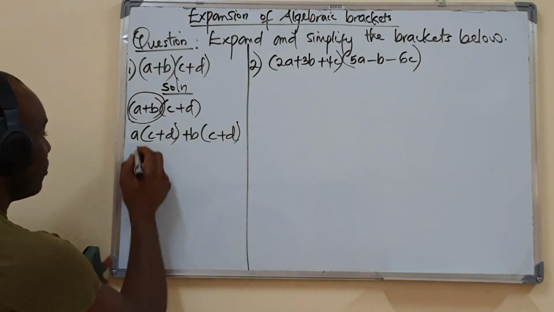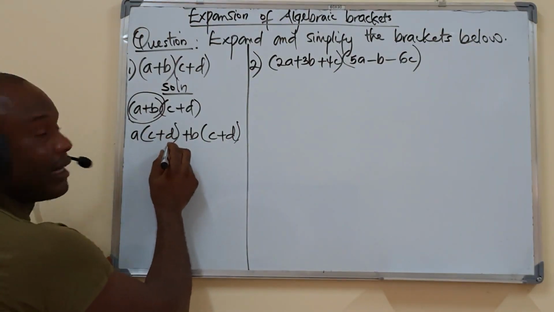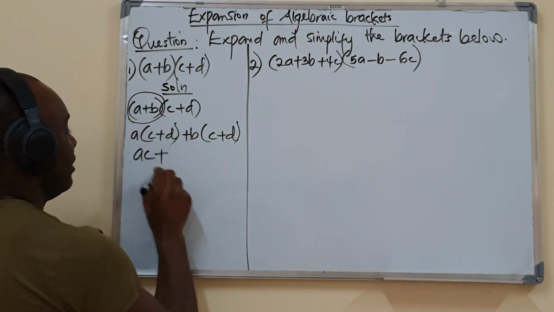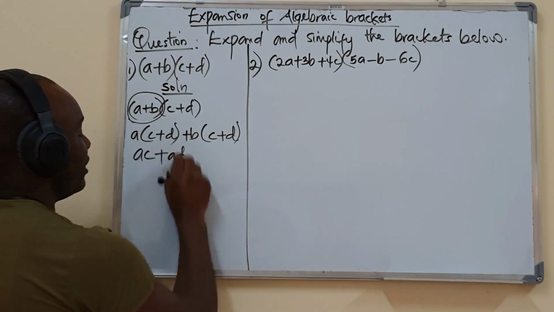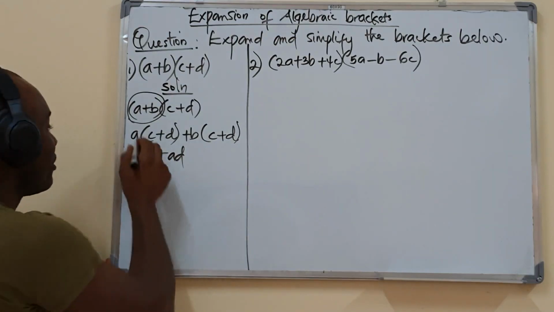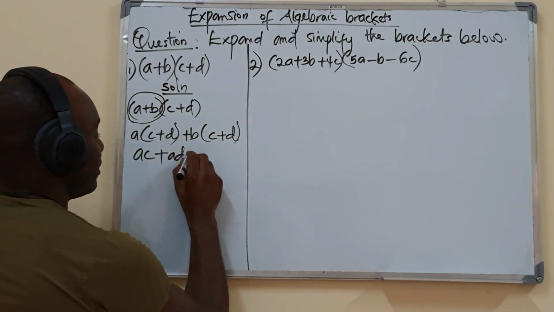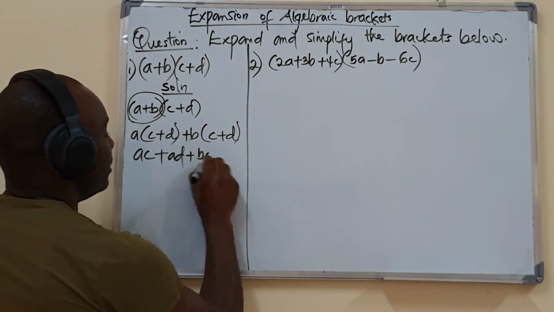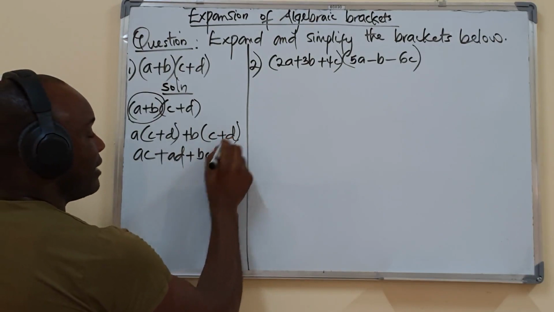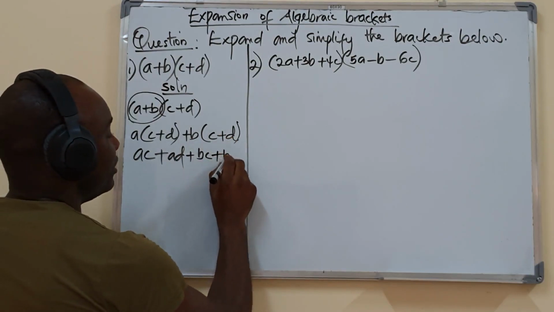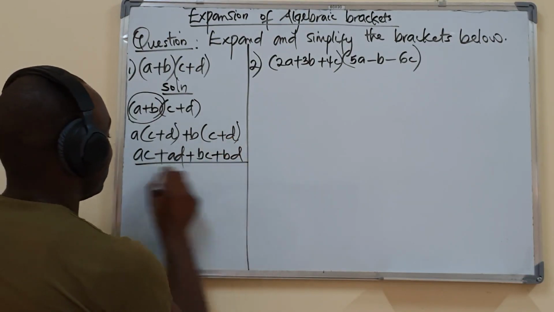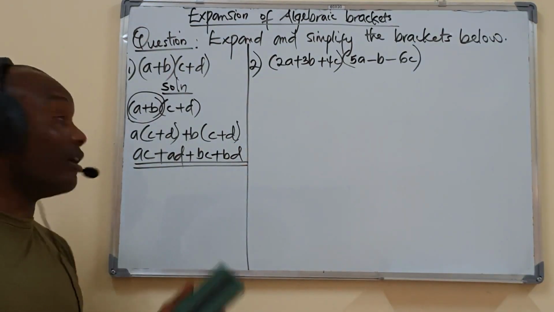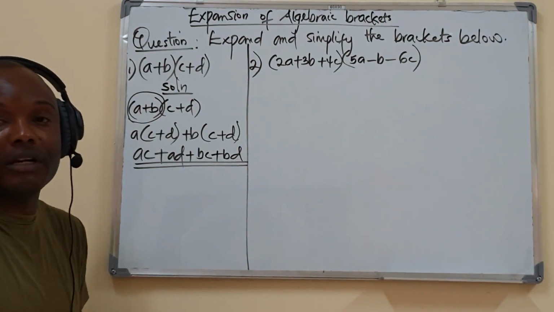So see, when a goes to open up this bracket, a will first multiply c to give you ac. And a multiplies d to give you ad. We are done with multiplying with the variable a. Plus, do the same thing with variable b. b multiplies c to give you bc. And the same b multiplies d to give you plus bd. Done. This is what it is. If you look at it properly, you see that we can't simplify it further because there are no like terms. So we stop there.